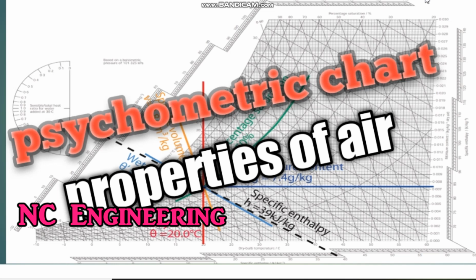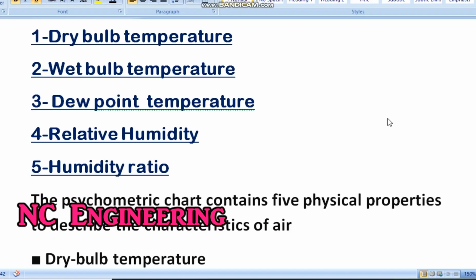The psychrometric chart is one of the charts commonly used in solving HVAC problems. The properties of air such as dry bulb temperature, wet bulb temperature, dew point temperature, relative humidity, and humidity ratio are shown on this chart. This chart contains mainly five physical properties to describe the characteristics of the air. If we know any two of these properties, we can find out the other three from the chart. Let us first see in brief what these five properties of the air are.